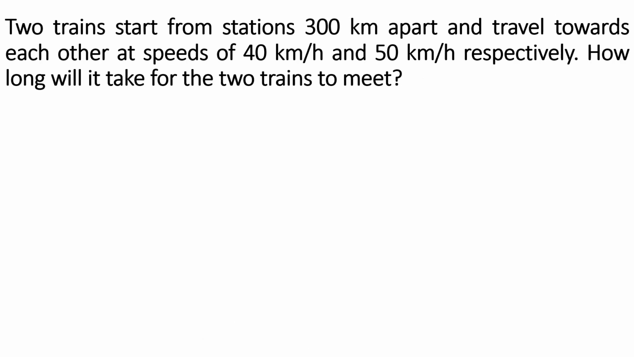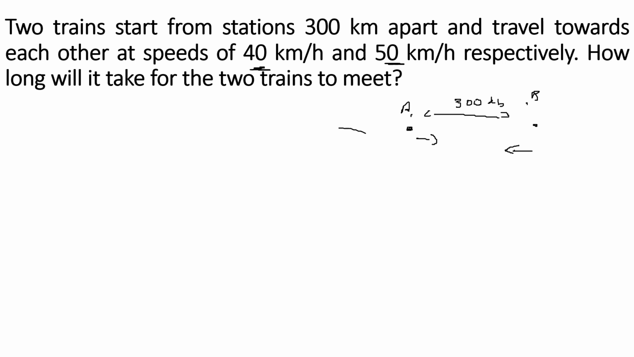Okay, next problem. Two trains start from stations 300 kilometers apart, travel towards each other. Okay, this is station A and station B. The gap is 300 kilometers. We have one train here and another train here. They will be traveling towards each other. Now, speed of the first train is 40 km per hour and the speed of the second train is 50 km per hour respectively. How long will it take for the two trains to meet?